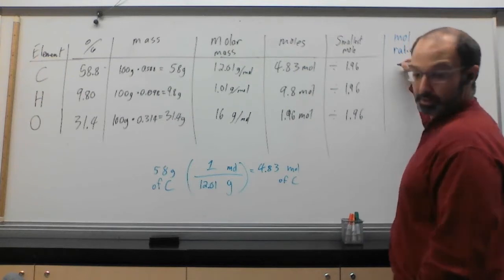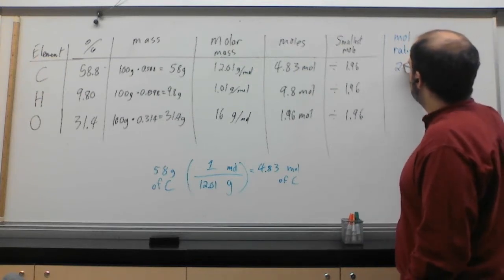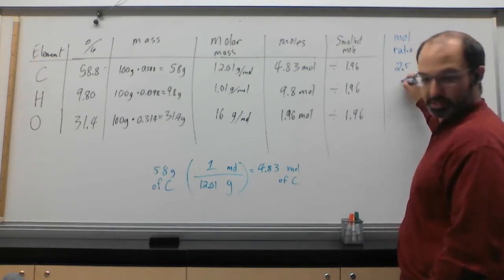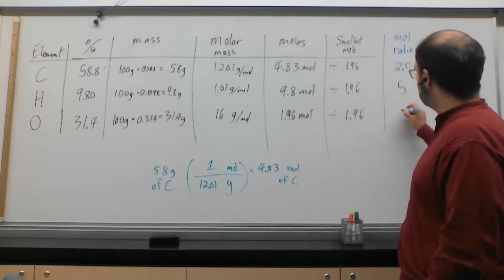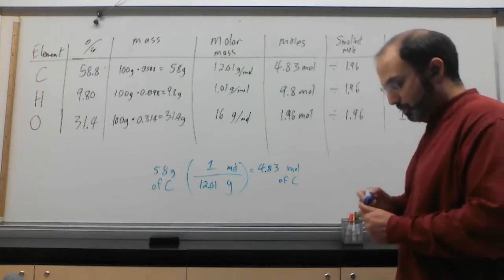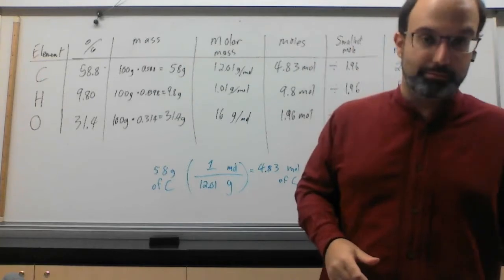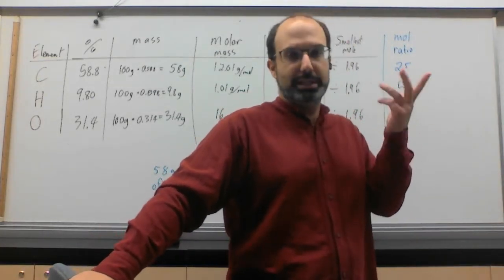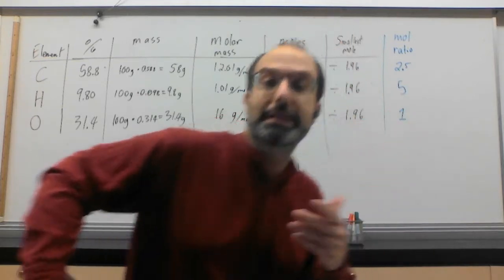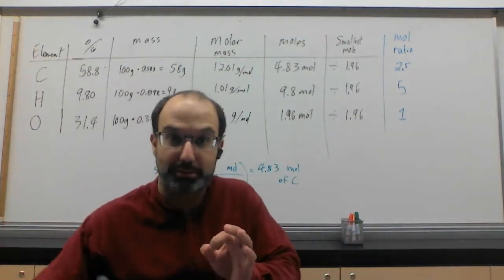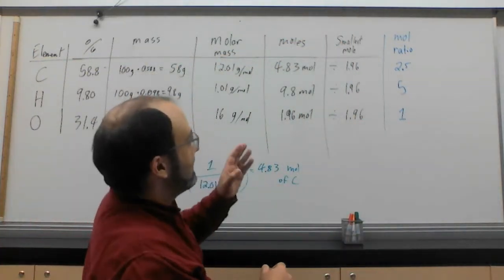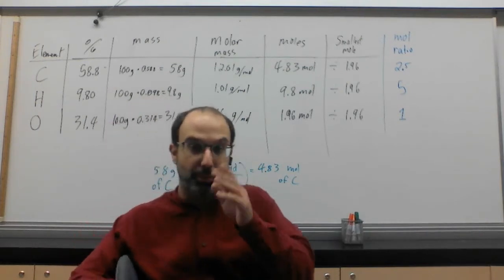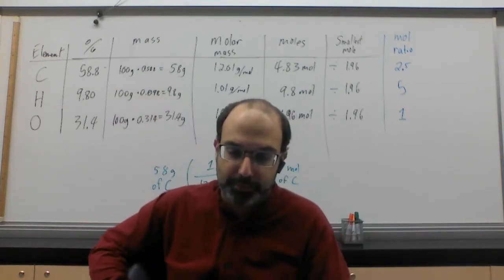We're going to get, for this first one, 2.5. This one here is going to be 5, and this one is going to be 1. When you do the mole ratio, you're going to get numbers without decimals, he says while pointing to one that has a decimal, with only decimals that are going to be easy to work with, right? As opposed to 1.96, that's going to be a mess. 2.5, we can work with that.